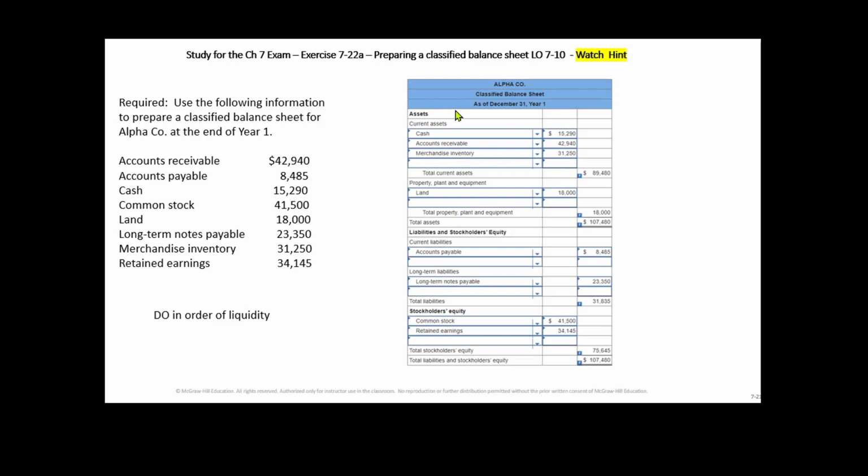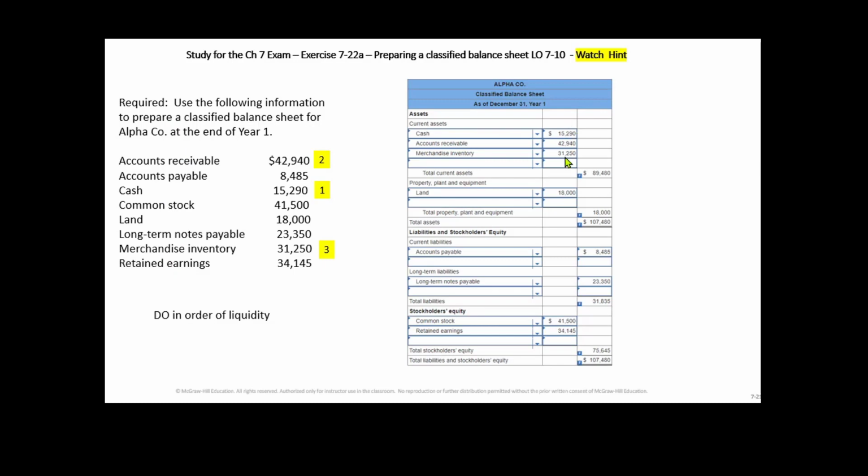So starting at the top, the most liquid asset is cash, of course, right? The number one thing I would do is put down 15,290 in the cash column right there. Then I would go to the next most liquid asset, which would be accounts receivable, and put it here next. Then, again in liquidity order, merchandise inventories next. Now I've got these three things, and I've got all the current assets listed. There's not any more current assets in this pile of accounts.